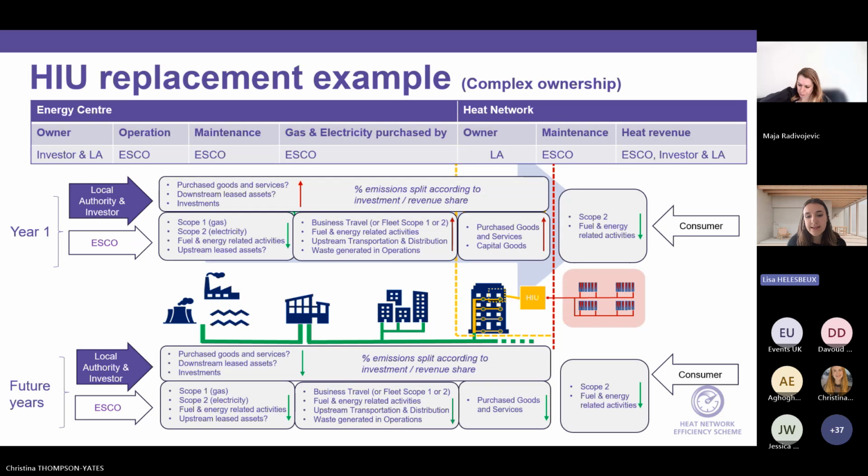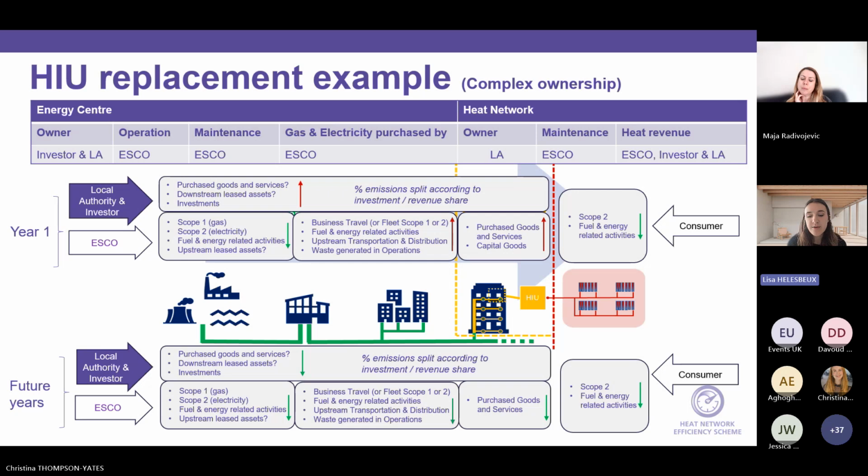And of course, and this is really at the core of the heat network efficiency scheme, the consumer continues to benefit from the reductions of the project, and so it reduces its scope 2 emissions and the upstream emissions related to that. So I hope these two examples have been useful and make some sense for you.